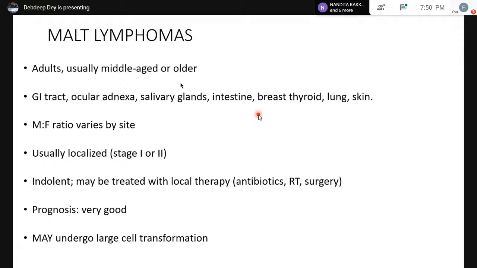Male to female ratio varies by site. It is usually localized, stage 1 or 2, and it is normally indolent, sometimes even treated by local therapy such as antibiotics, as in Helicobacter pylori induced marginal zone lymphoma. It has a very good prognosis, however, it may undergo large cell transformation.